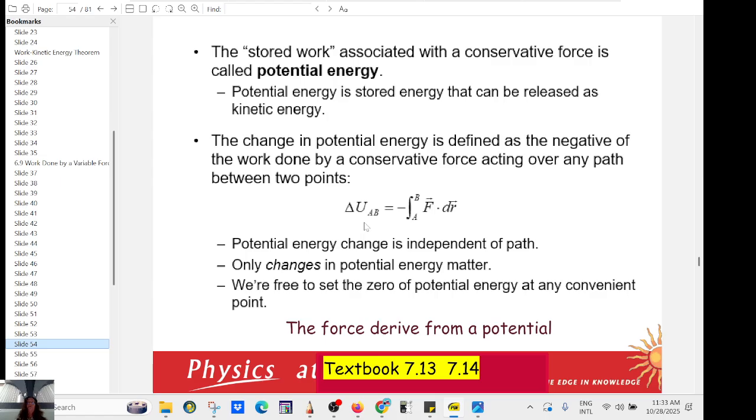So the notation for potential energy is an uppercase U. Delta means a change. And you go from position A to position B, configuration A to configuration B. What matters is the initial position and final position, initial configuration and final configuration. In between, we don't care.